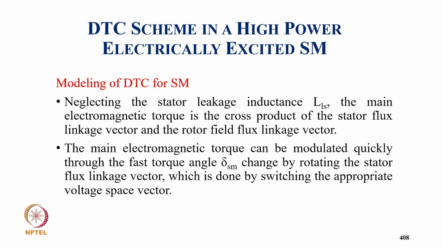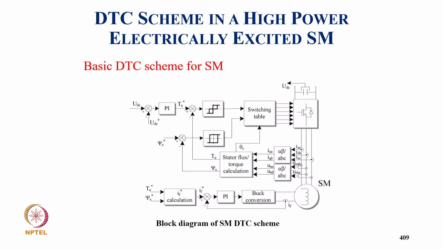So coming to modeling of DTC for the synchronous motor, neglecting the leakage inductance LRS, the main electromagnetic torque is the cross product of the stator flux linkage vector and the rotor flux linkage vector. The main electromagnetic torque can be modulated quickly through fast torque angle delta SM change by controlling the stator flux vector, which is done by switching the appropriate voltage space vector. And this is the basic DTC block diagram for the typical VSI fed drive with the 3-level torque and 2-level flux controllers, and of course here we have the field current with the torque and flux estimation and the reference field current.